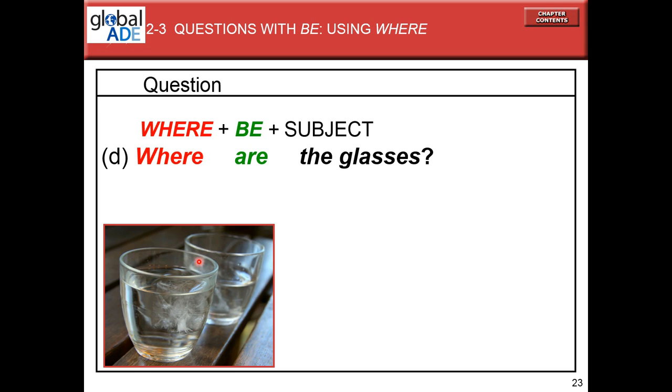More than two glasses. More than two things. More than two people. You can say where plus be plus subject.